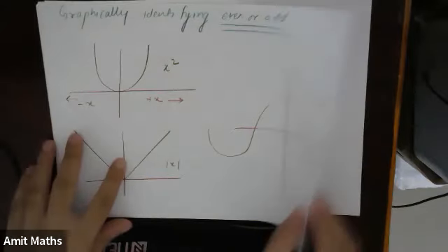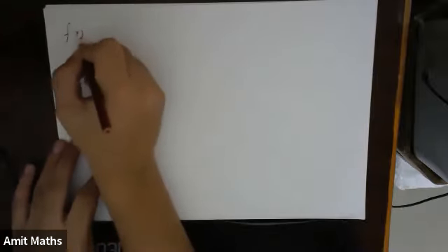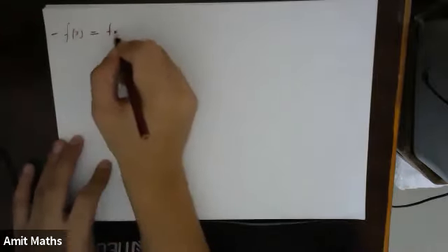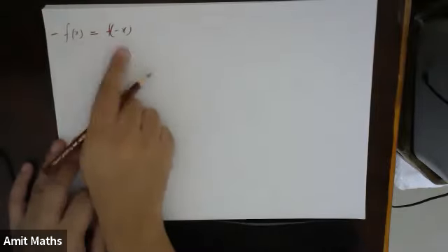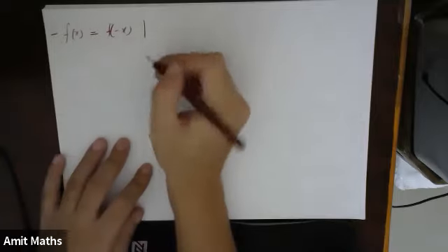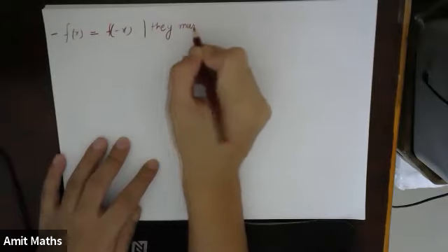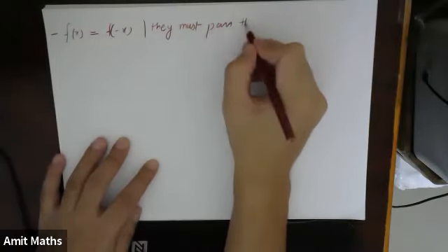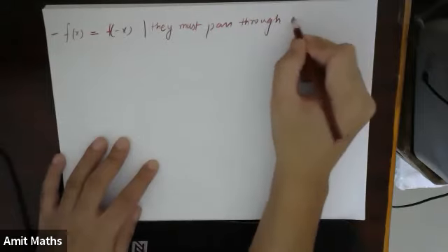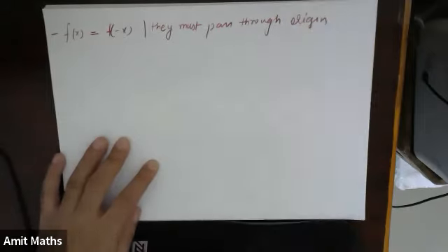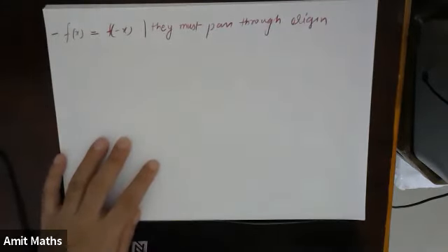Okay, now let's see for odd function. Now see, the odd function satisfies a property that minus of f of x is equal to f of minus x. Because the odd function satisfies this property, there is one condition on the odd function, that they must pass through origin. They must pass through origin.